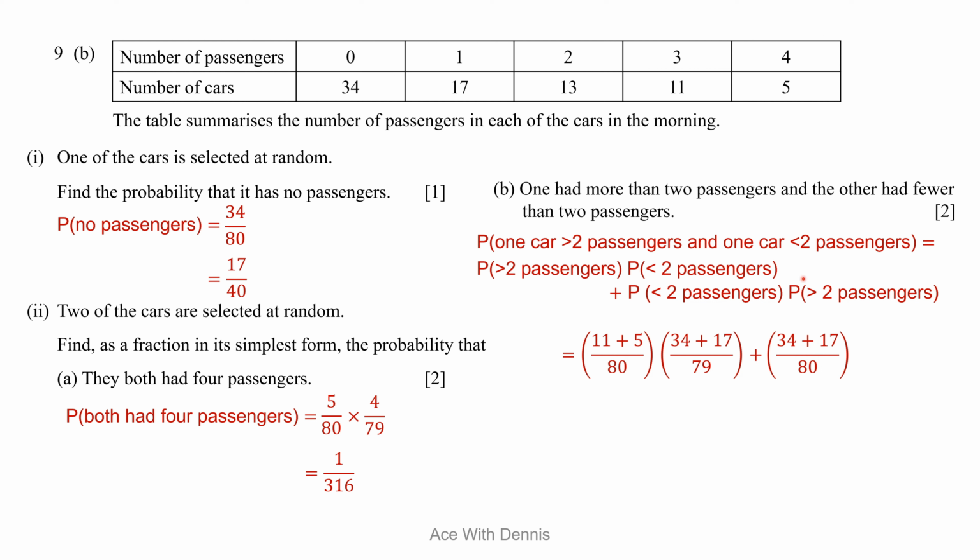Or the second case, the probability that the first car has fewer than 2 passengers, which is these two cases, so it's 34 plus 17 divided by a total of 80, times the probability of greater than 2 passengers, which is these two cases, so it's 11 plus 5 over 79, again reduced by one car because this is a without replacement case. We calculate everything and simplify, and we get 102 over 395.